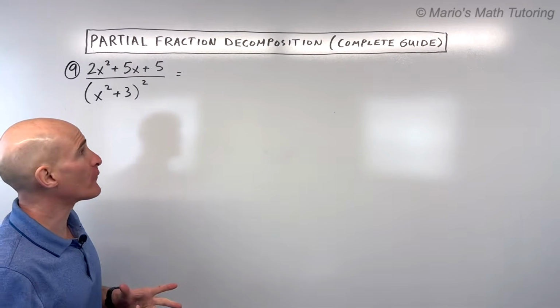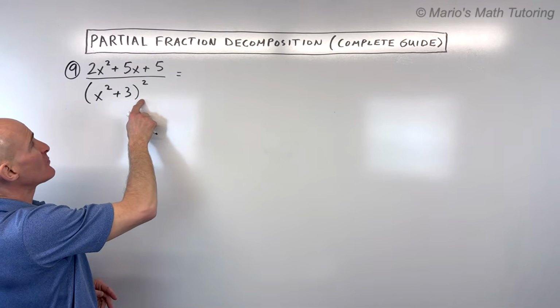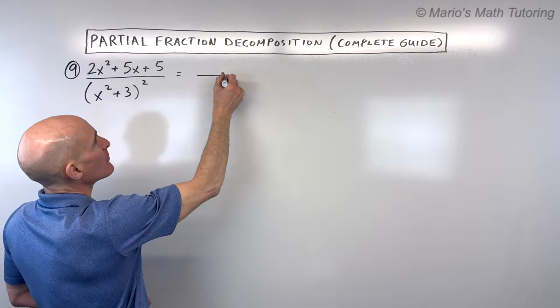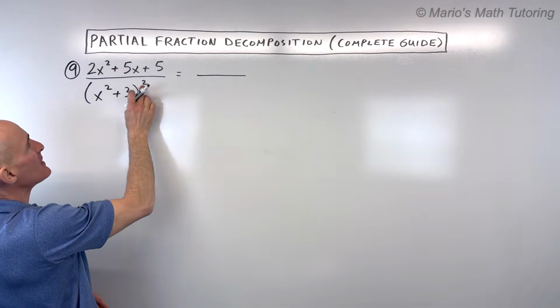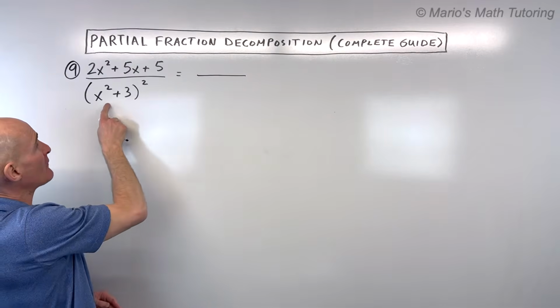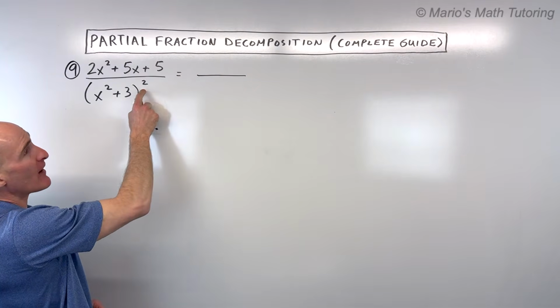But it's good to check for that first. The next step would be to factor. This is already factored, and we want to look at our partial fractions. Now notice this is a repeated quadratic factor. We can't factor this any further. We can see it's that quadratic factor repeated.